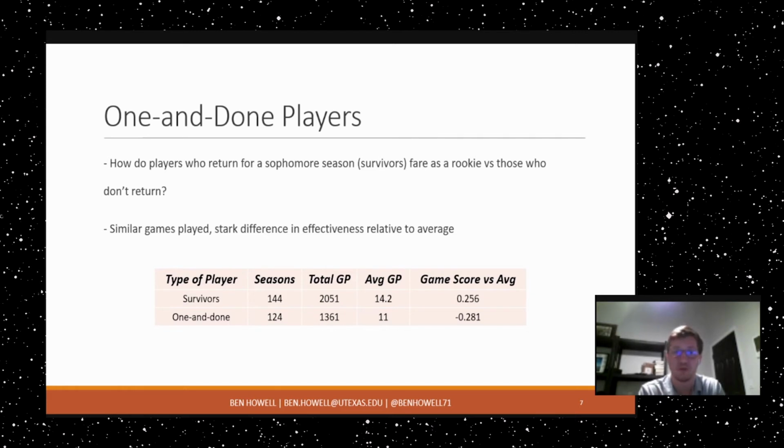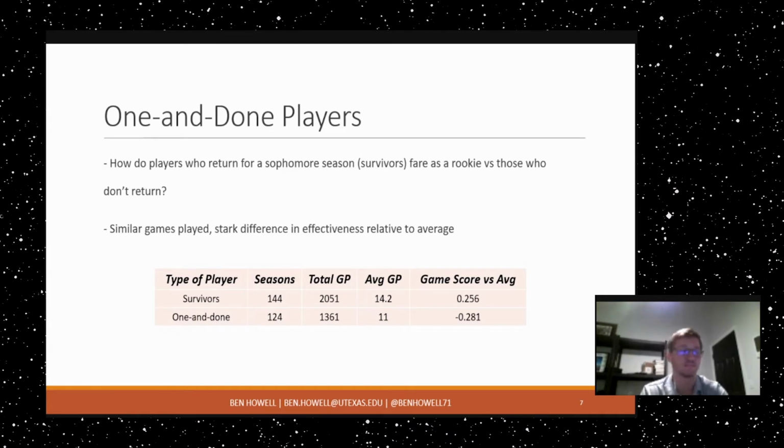And so really comparing how players who survived and came back for a second season fared as a rookie versus those players who did not return for a second year. It was interesting that there wasn't a huge difference in games played, but there was a very stark difference in how effective the players were relative to average. Players who survived performed above average by using game score as a measure, whereas one and done players performed below average by about the same magnitude, but still a fairly large difference in effectiveness.